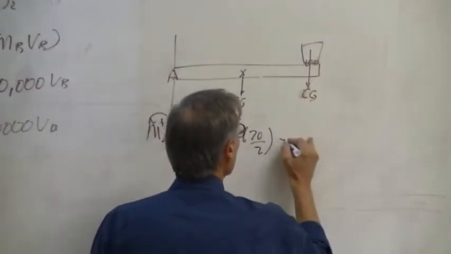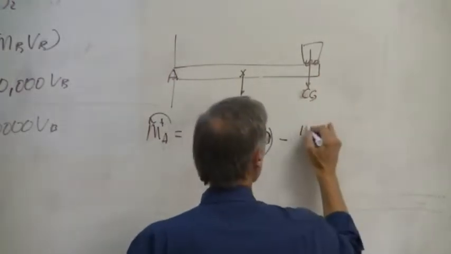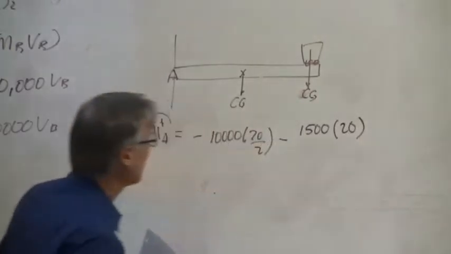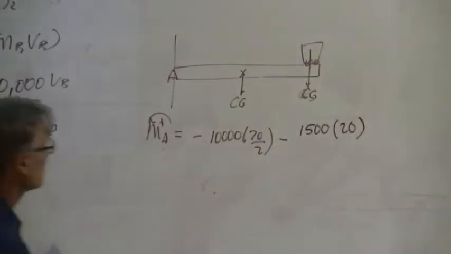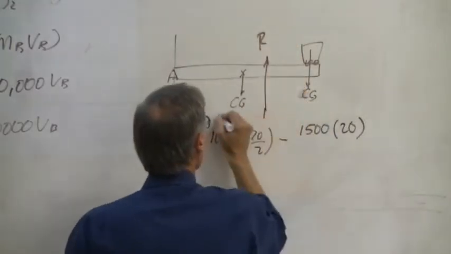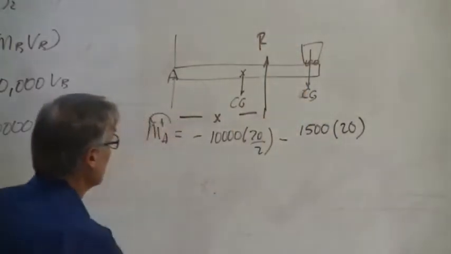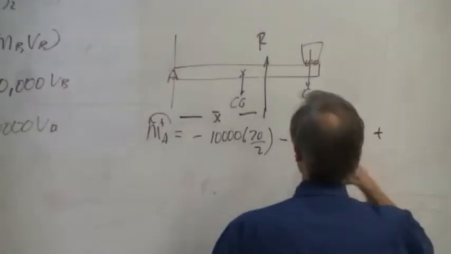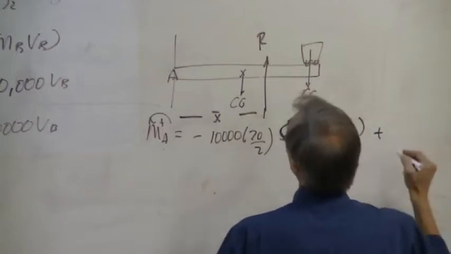And the car is minus whatever that is, 1,500 times 20. Okay? And those have to be equal to the resultant force times x bar. Right? Kind of like we did in class. The resultant force times x bar, so that'd be plus the resultant force, which is the two of those.